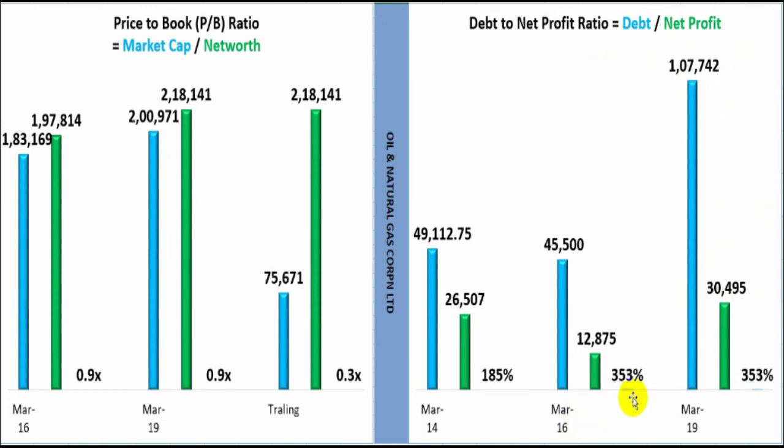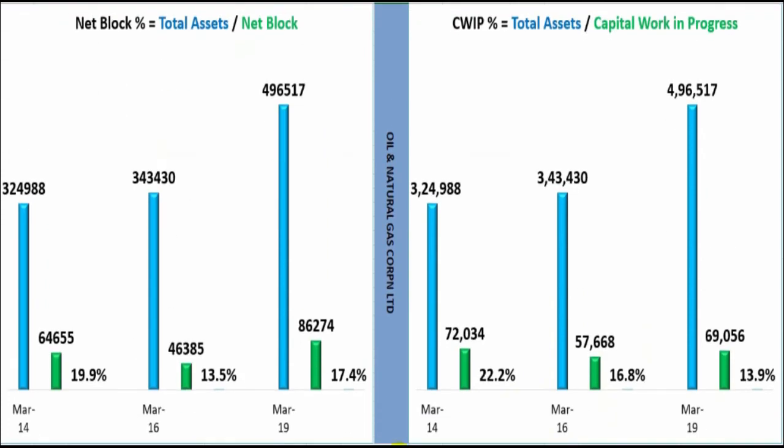In 16 also it was somewhere around 3.5 times. So on a total debt of 45,000 crores, it was earning a profit of around 12,000 crores. So that's again exactly 3.5 times. Whereas in March 14 it was 1.8 times. So although the overall debt has increased against the profits of the company, it is still within a comfortable zone. We don't want a very high multiple between the debt taken and the profit being earned, because eventually from the profits we are going to pay the interest cost. So higher the borrowings, higher the interest cost.